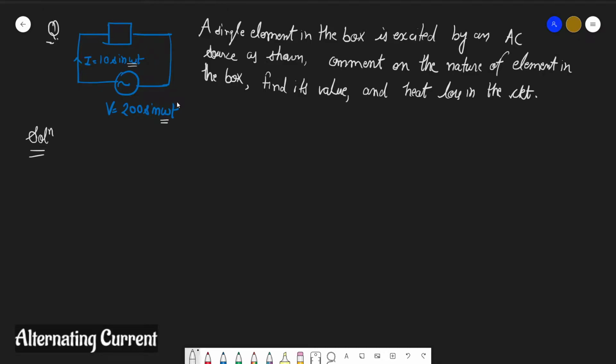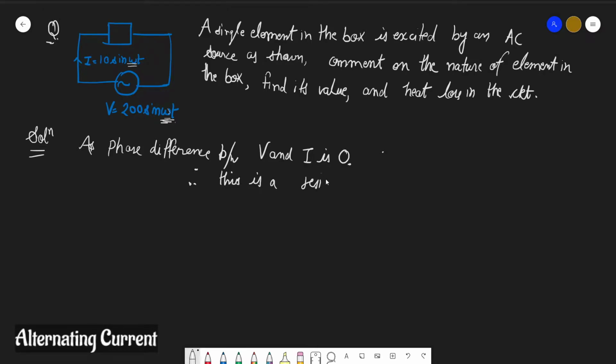In the last class, we discussed the resistive circuit. So you can clearly see that the element must be resistive. How? Both the phase angles are the same; current and voltage are in the same phase, and the phase difference between them is zero. So we can say the phase difference between V and I is zero, and therefore this is a resistive circuit.